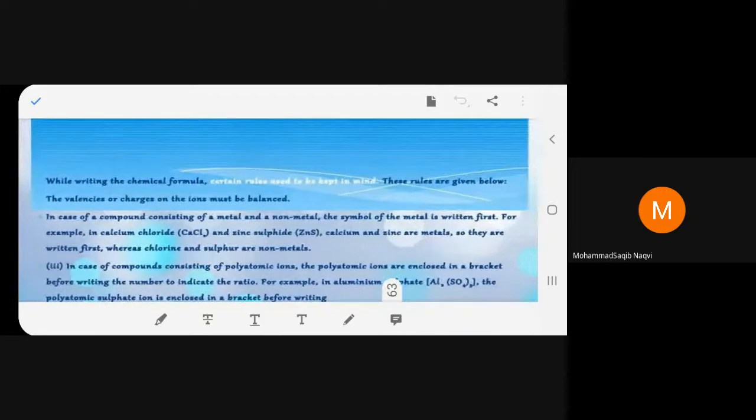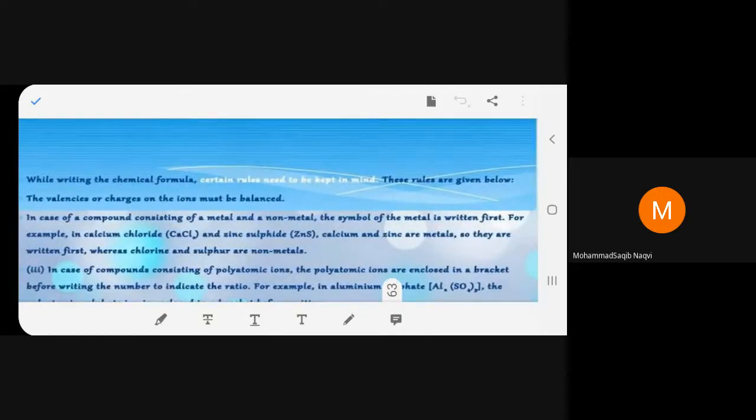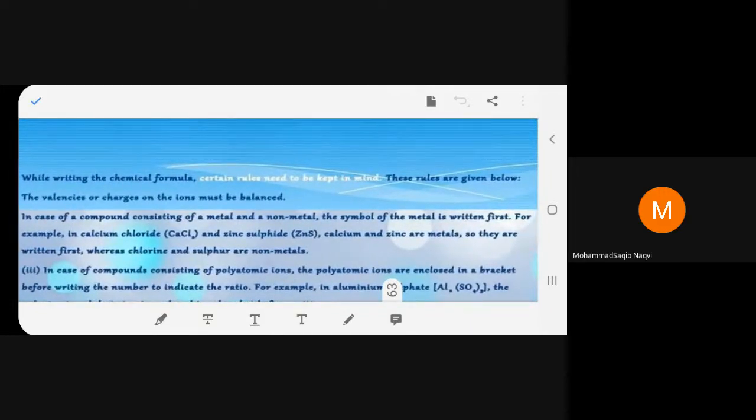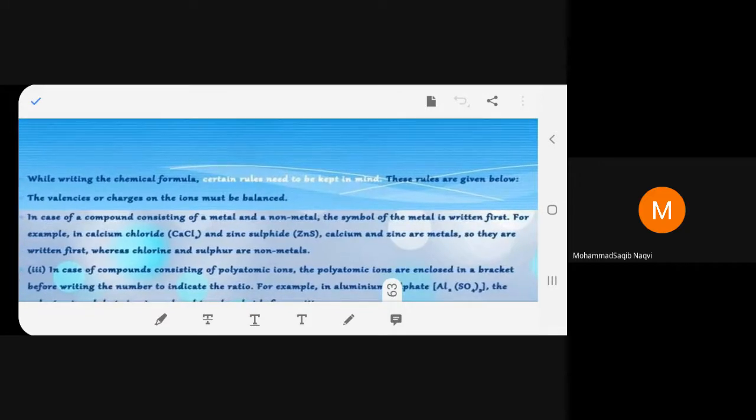Now, whenever you are writing any chemical formula, you have to follow certain rules. Let's do one by one. Yes, beta. Can you read? While writing the chemical formula, certain rules need to be kept in mind. These rules are given below. The valencies or charges on the ions must be balanced. This is very important.